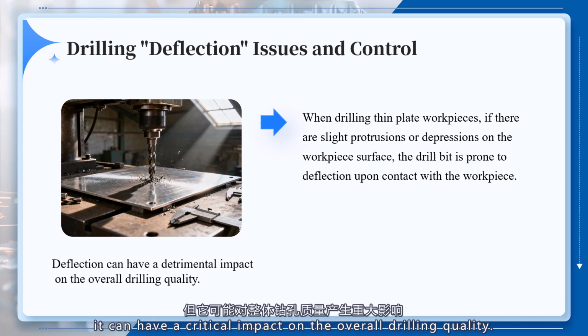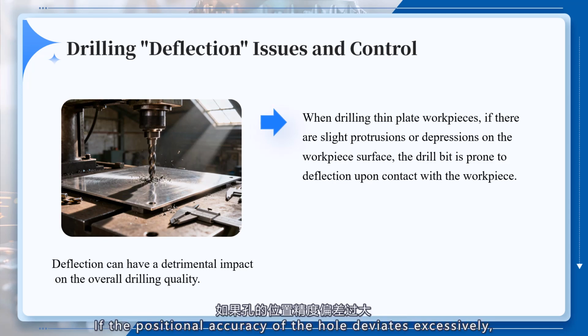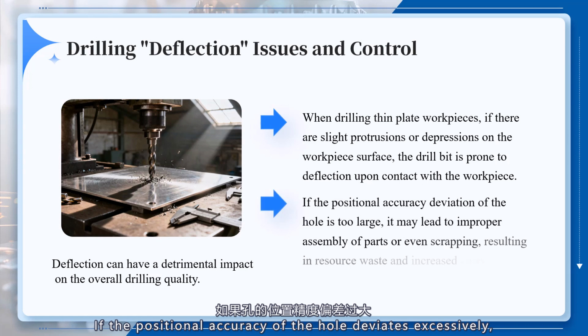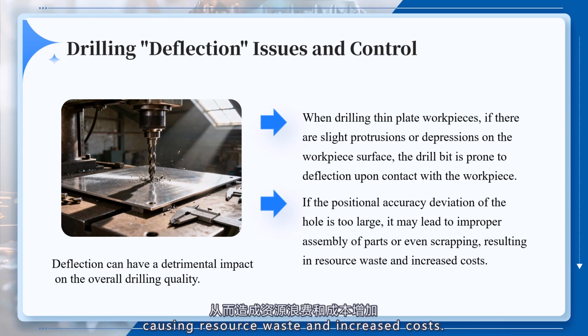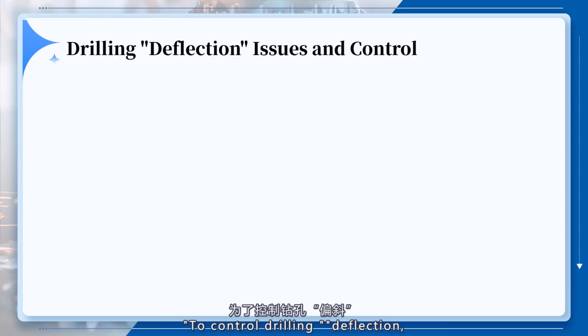Although deflection may seem like a minor issue, it can have a critical impact on the overall drilling quality. If the positional accuracy of the hole deviates excessively, it may result in parts that cannot be properly assembled or even lead to scrapping, causing resource waste and increased costs. To control drilling deflection, the following measures can be taken.